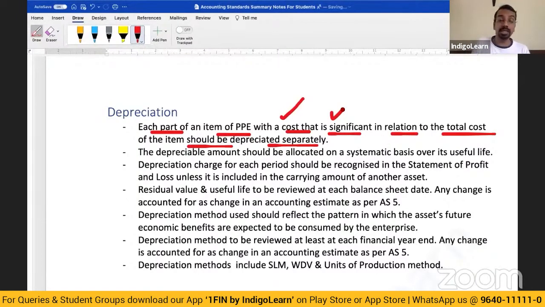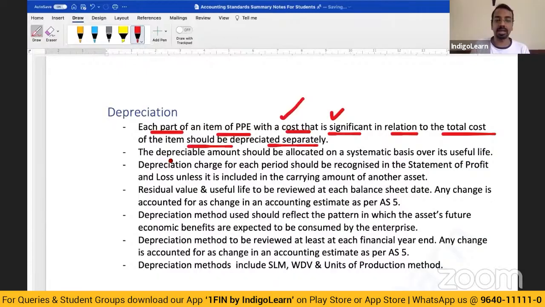So does it mean that in the balance sheet also we will show aircraft body separately, engine separately, chair separately? No, we will show it as an aircraft. But as far as the background depreciation is concerned, when you are calculating the depreciation, you will split that into the respective parts or respective components.